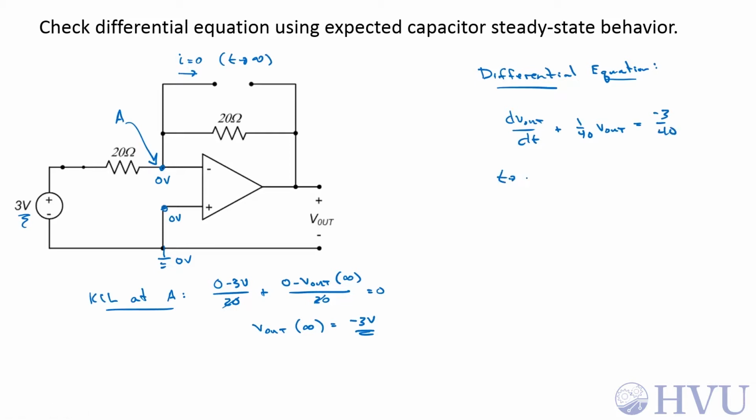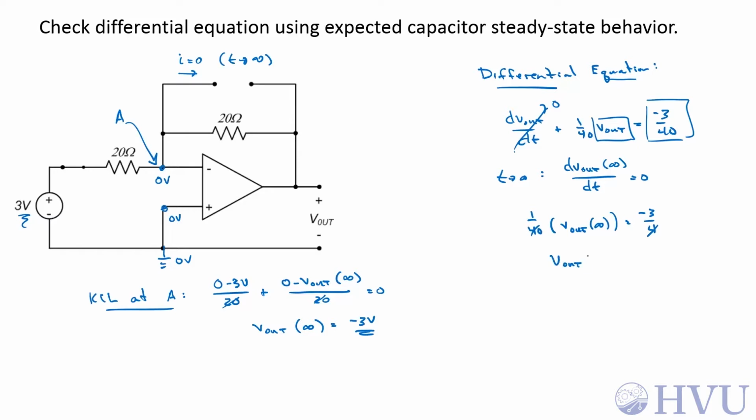Now as t goes to infinity, since this forcing function is a constant, the derivative of the voltage with respect to time is 0, because V out has to become a constant. So if this goes to 0, 1 over 40 times V out of infinity is equal to negative 3 over 40. Cancel that with that.